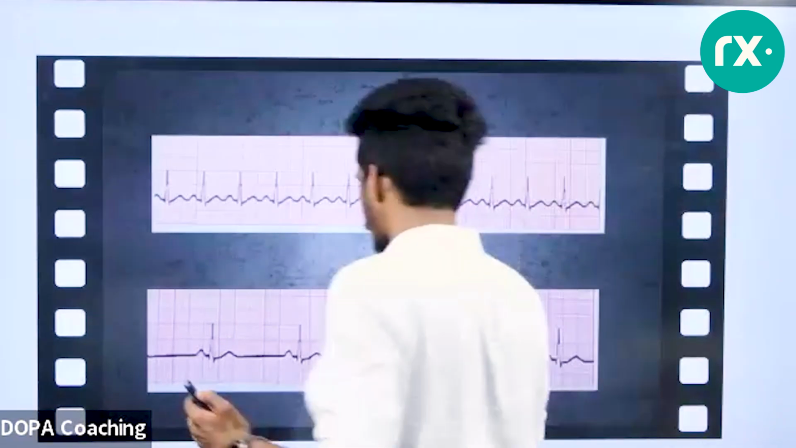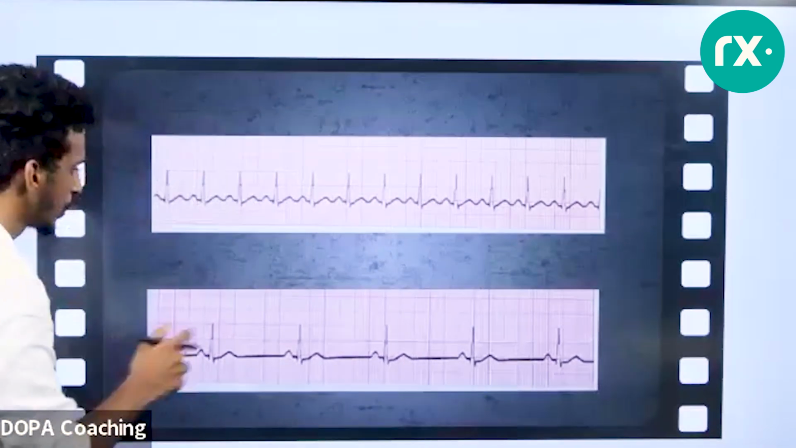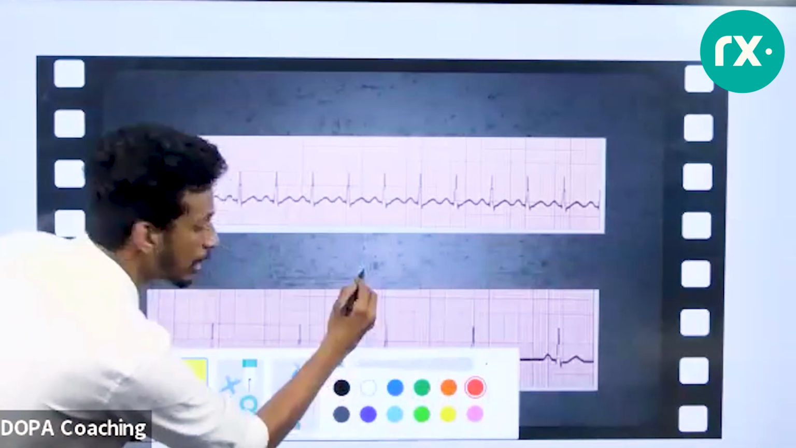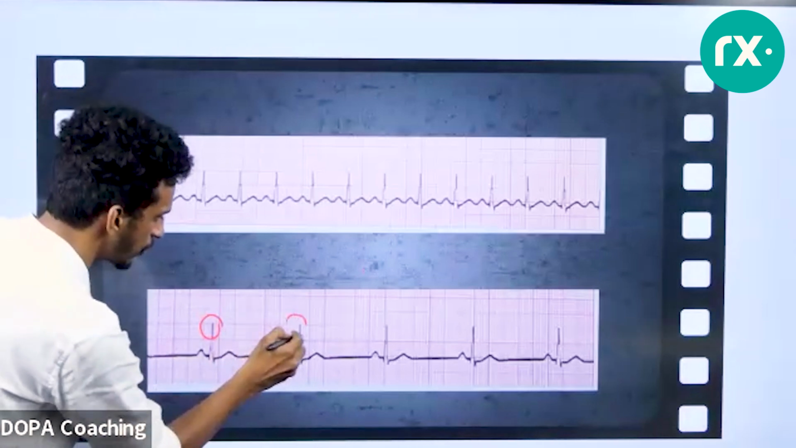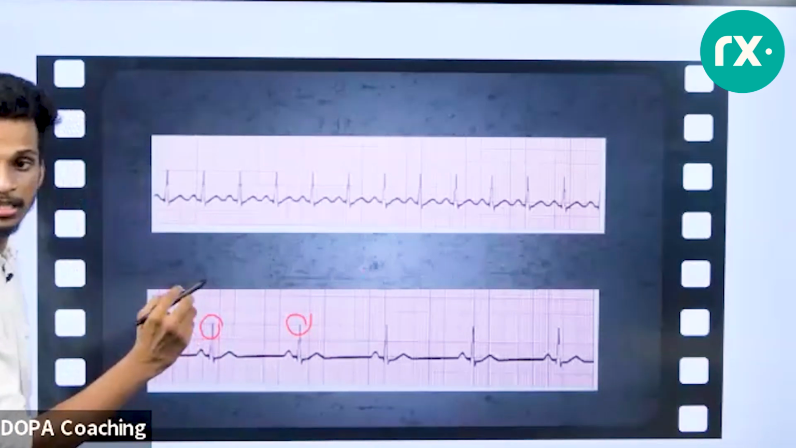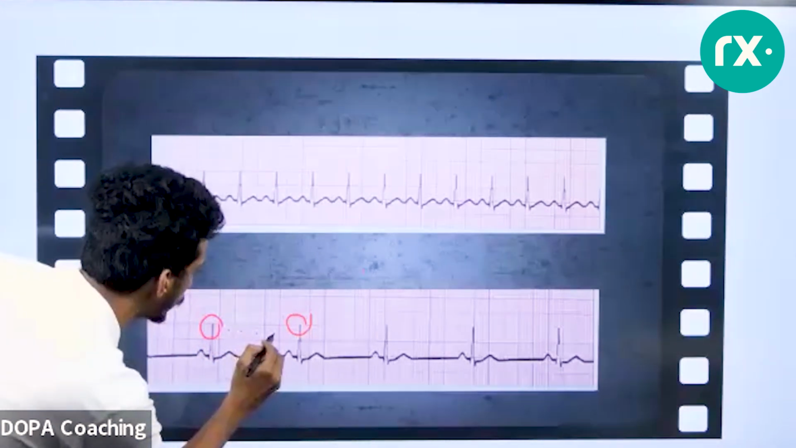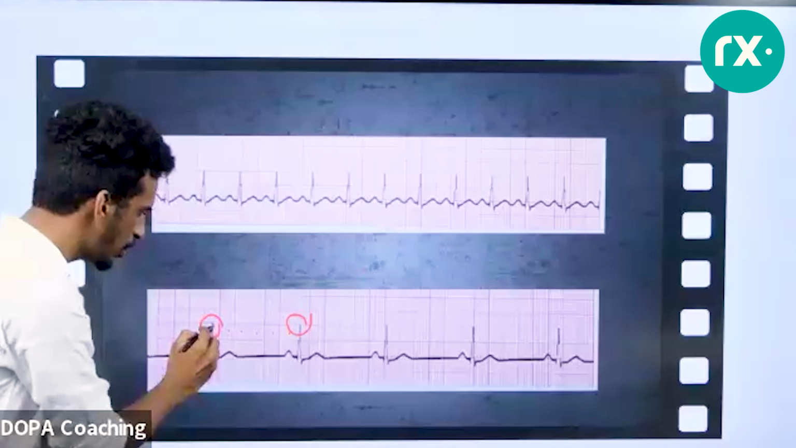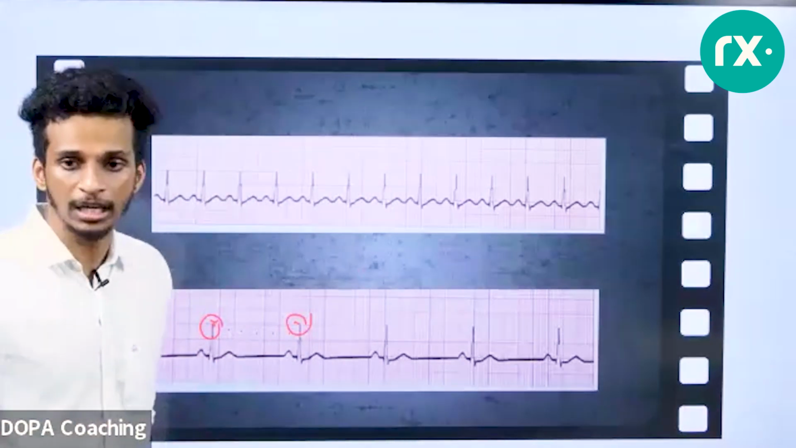See, so in this ECG, this is one R wave, and we have the second R wave here. Between two R waves, I'll count the number of large squares. We have around 1, 2, 3, 4, and 5. Actually, it makes more than 5 because we have some small squares here and here.